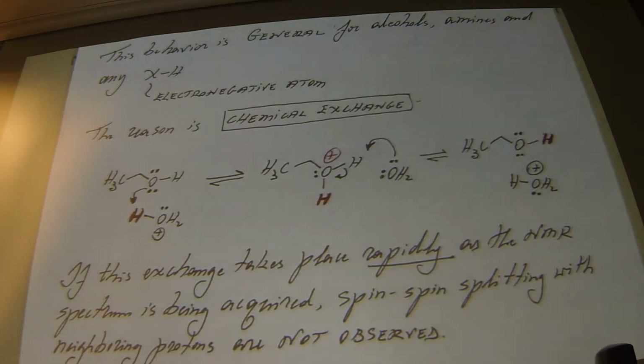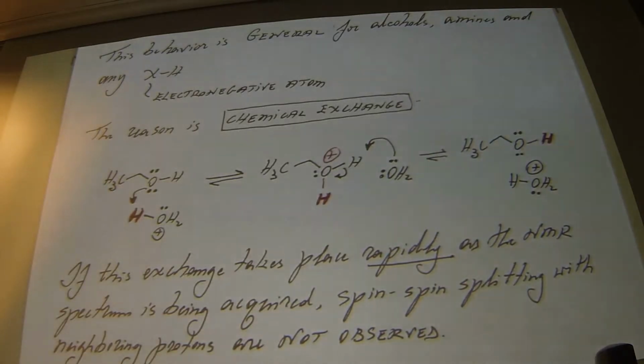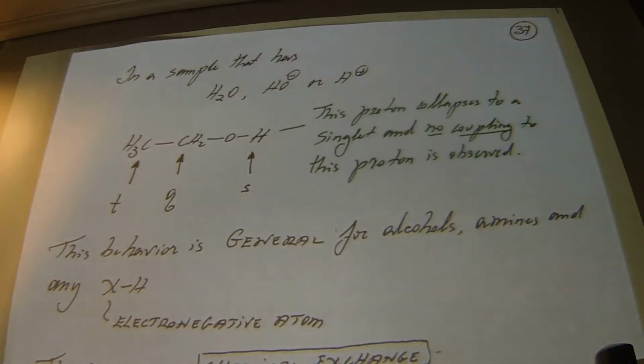So that means that on average, this proton, because it's coming off and going on all the time, is half the time going to be plus 1/2, half the time minus 1/2, which means that on average, 0 spin. And on average, 0 coupling. And that's why it's going to show up as a singlet if it's rapidly exchanging, okay?